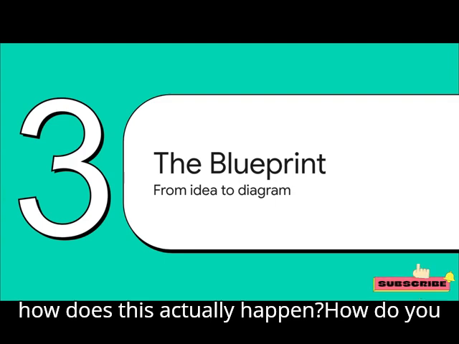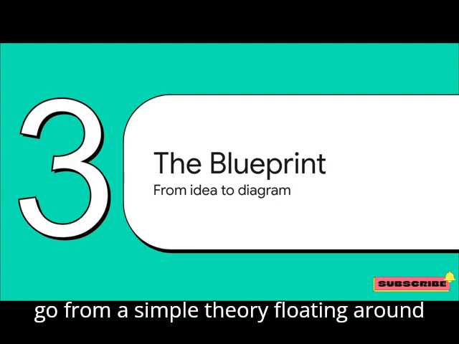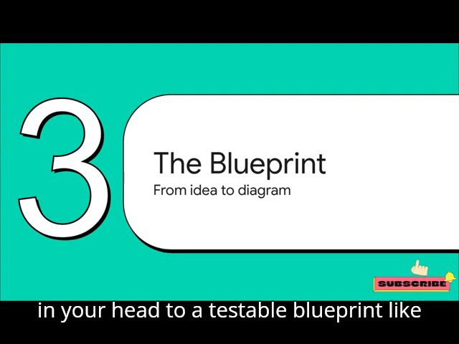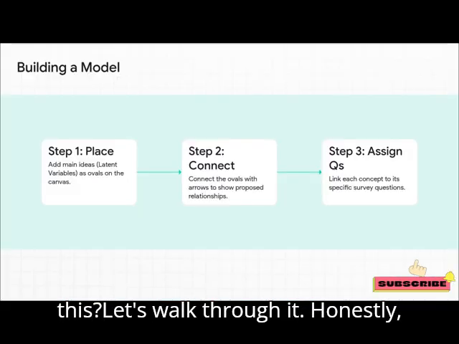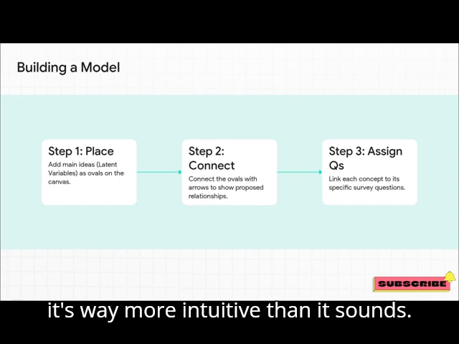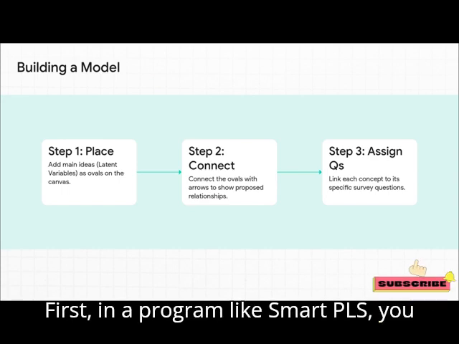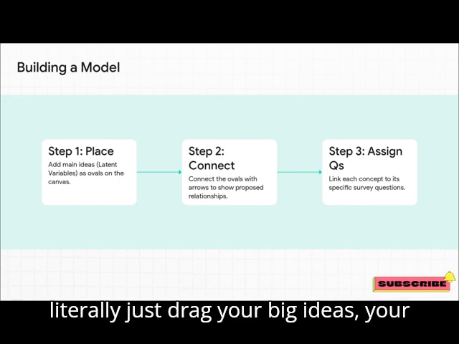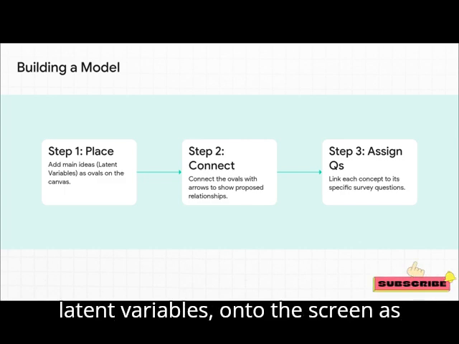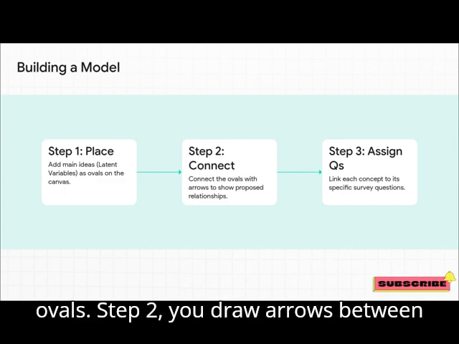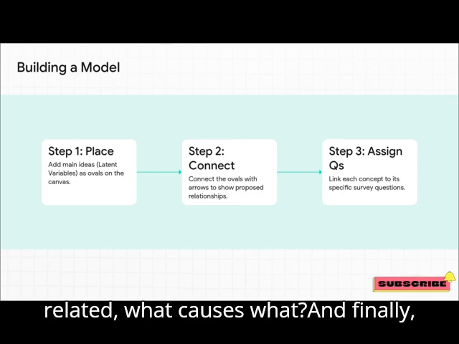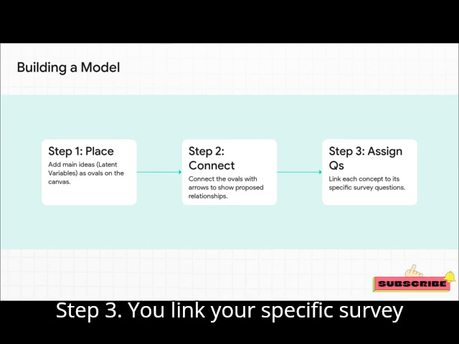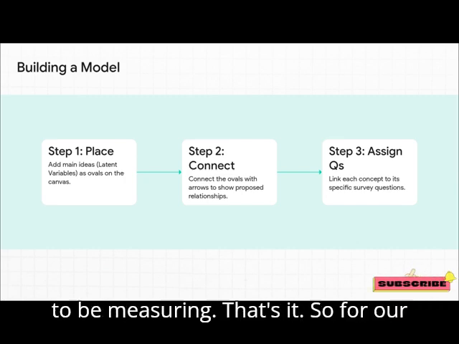So how does this actually happen? How do you go from a simple theory floating around in your head to a testable blueprint like this? Let's walk through it. Honestly, it's way more intuitive than it sounds. First, in a program like SmartPLS, you literally just drag your big ideas, your latent variables, onto the screen as ovals. Step 2, you draw arrows between them to show how you think they're related, what causes what. And finally, Step 3, you link your specific survey questions to the concept they're supposed to be measuring.